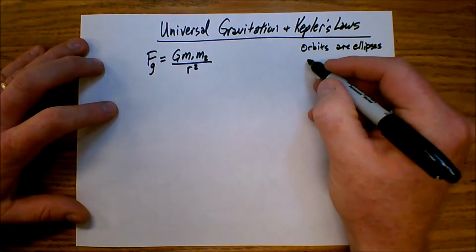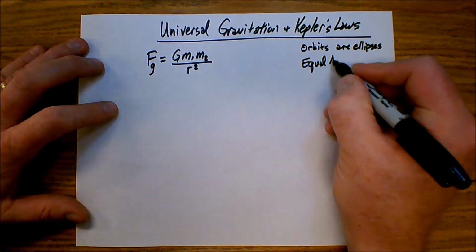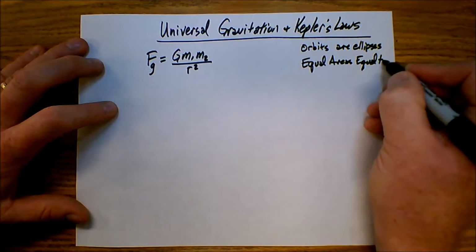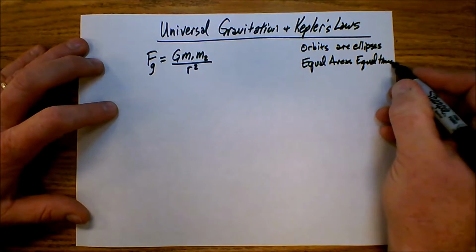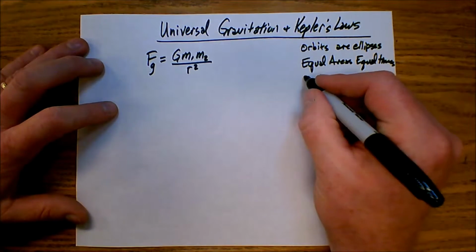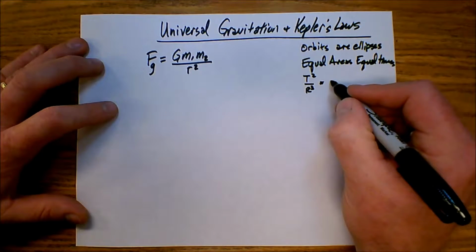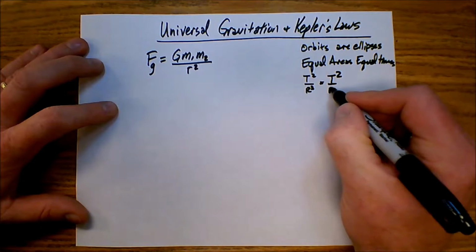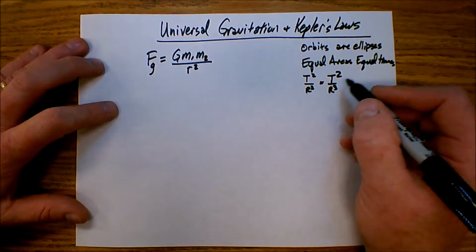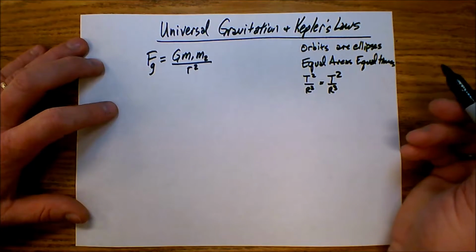His second law is the law of areas, that says a line will sweep out equal areas in equal times. A line joining the planet and sun would sweep out equal areas in equal times. And Kepler's third law is a quantitative relationship that T squared over r cubed is equal to T squared over r cubed. For any two objects that orbit the same central body, the ratio of period squared to orbital radius cubed is going to be the same.